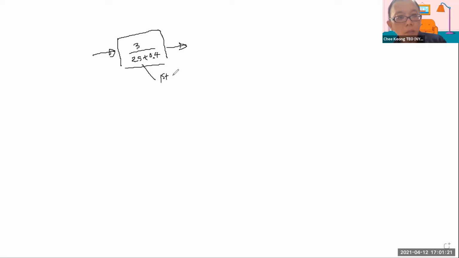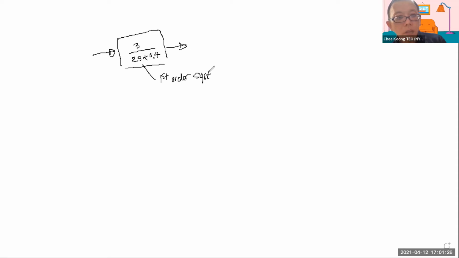Okay. First of all, what was the equation? You have a forward block which is given by 3 over 2s plus 0.4. Now it's asking you what is your time constant. Now this is a first order system, agree? Why do I say it's a first order system? Because the denominator, the highest power is 1. So this is a first order system.